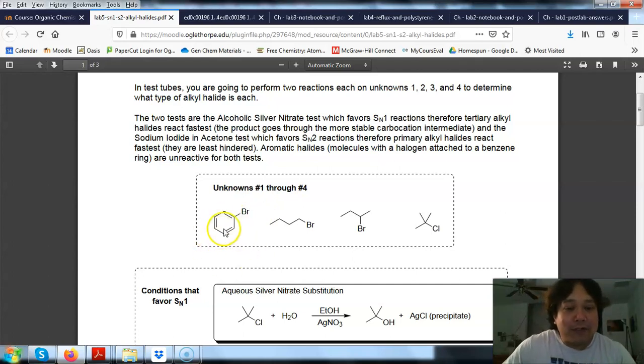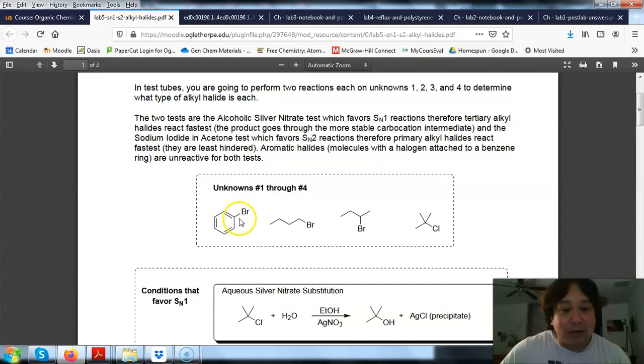Now, I threw this molecule into the experiment because this molecule does not react in substitution reactions. That's something that you should memorize. And specifically, you could memorize this: substitutions do not happen at an sp2 carbon. That's sp2 right there. All the other carbons attached to the halide are sp3 carbons, tetrahedral carbons. We're not going to get into why you don't substitute at an sp2 carbon. It's just a rule that you have to remember.